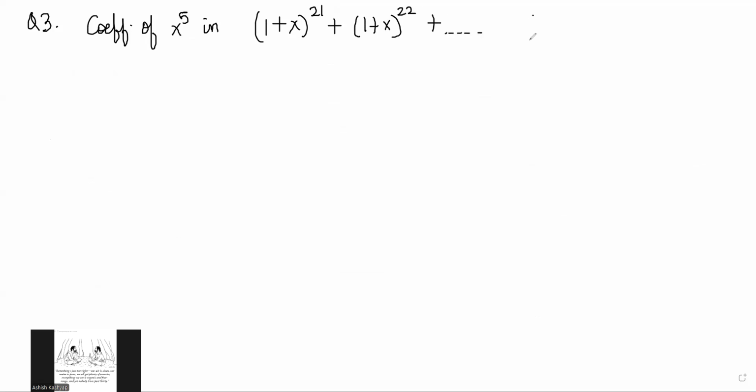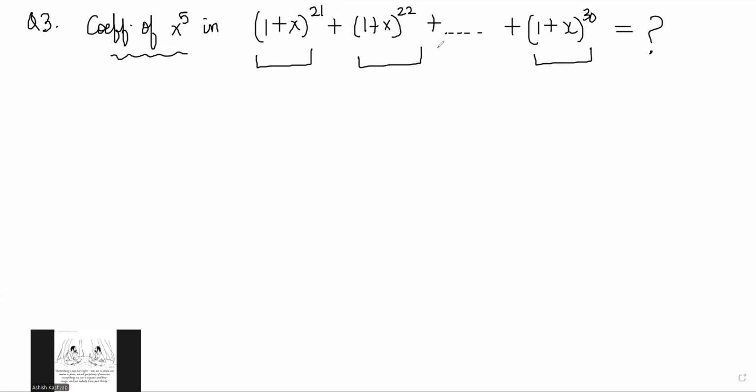This question says, find the coefficient of x power 5 in the expansion of (1 plus x) power 21 plus (1 plus x) power 22 and so on till (1 plus x) power 30. Find the coefficient of x power 5 here. Now, you could do it one way by trying to find the coefficient of x power 5 in each of the terms and then adding it. But then you will have a sequence of combinatorial coefficients, right?